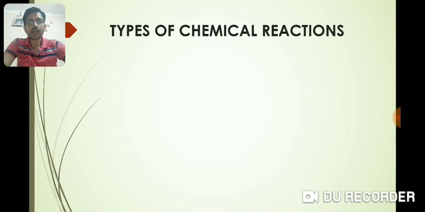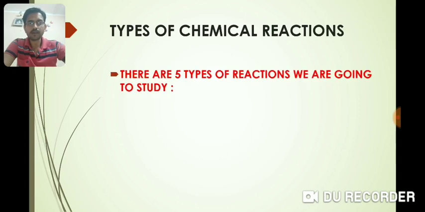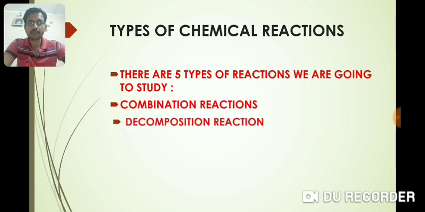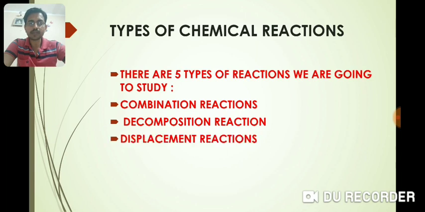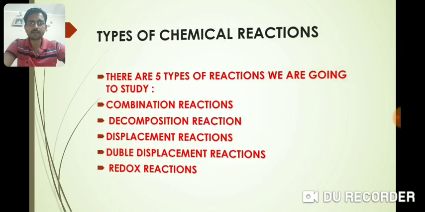So, there are 5 types of chemical reactions, which are: first, combination reactions; second, decomposition reactions; third, displacement reactions; fourth, double displacement reactions; and fifth, redox reactions. Now we will discuss each of them in detail. First, we are going to start with combination reactions.